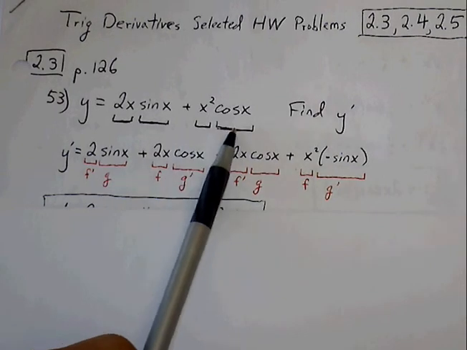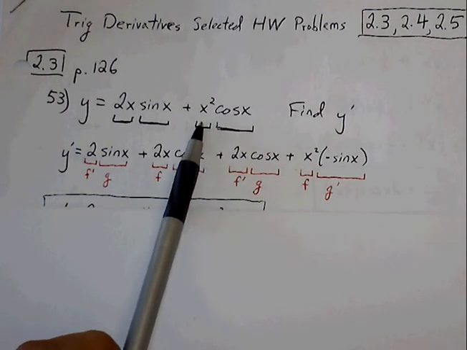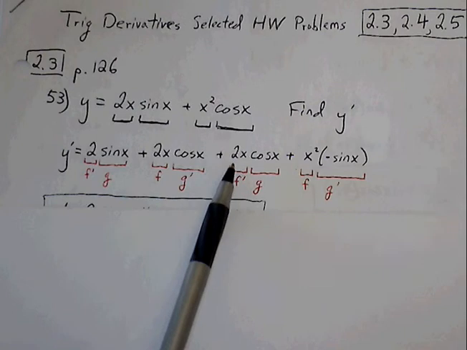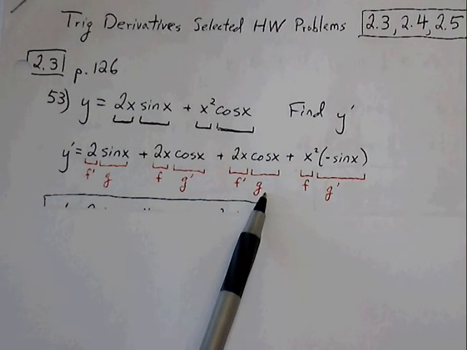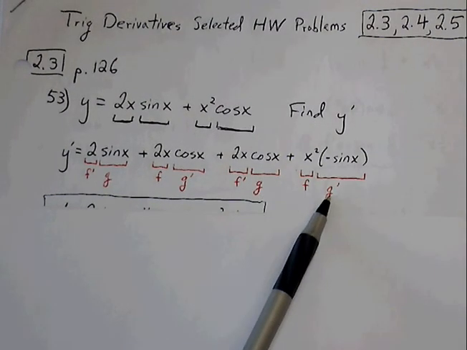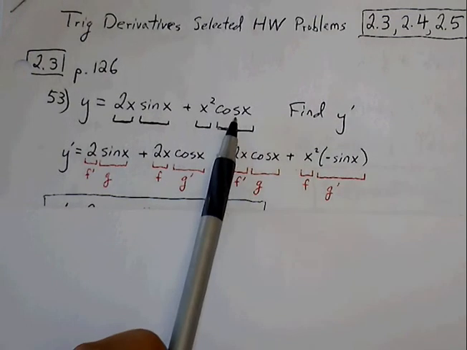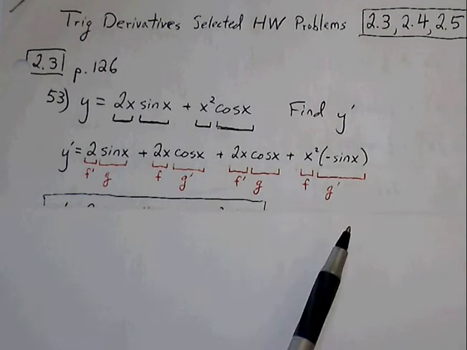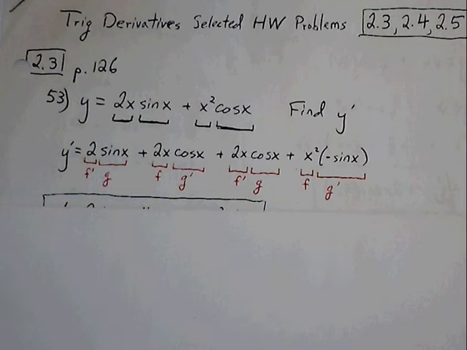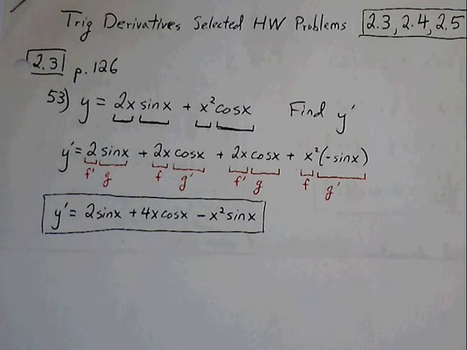Okay. Product rule for x squared cosine x as well, f prime g plus fg prime. So then f prime times g plus f times g prime. So cosine of x derivative is negative sine of x. Combine like terms, and we get y prime is equal to 2 sine of x plus 4 cosine of x minus x squared sine of x.